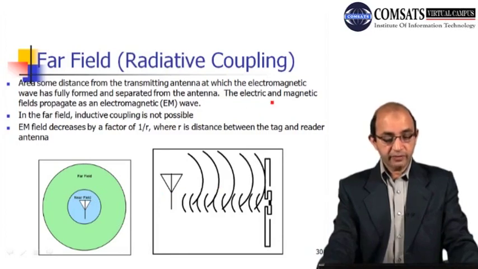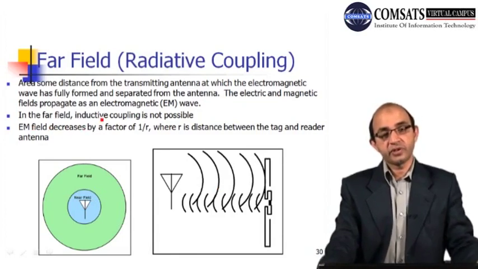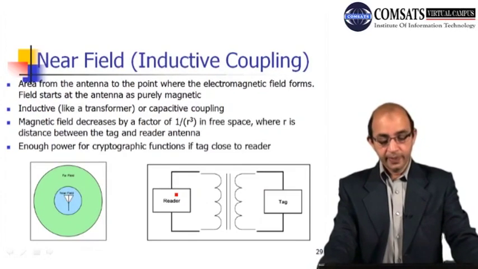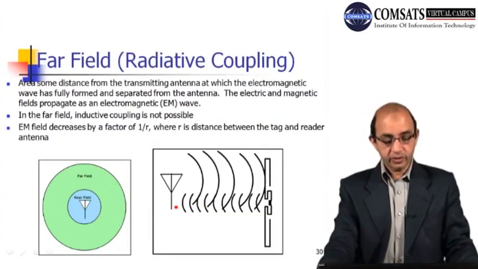So the electric and magnetic fields propagate as the conventional and native EM wave. In the far field, inductive coupling is not possible because they are at a long distance. For coupling, you need to place them very close to each other, so they are not very close to each other, right? So that's why the inductive coupling is not possible.